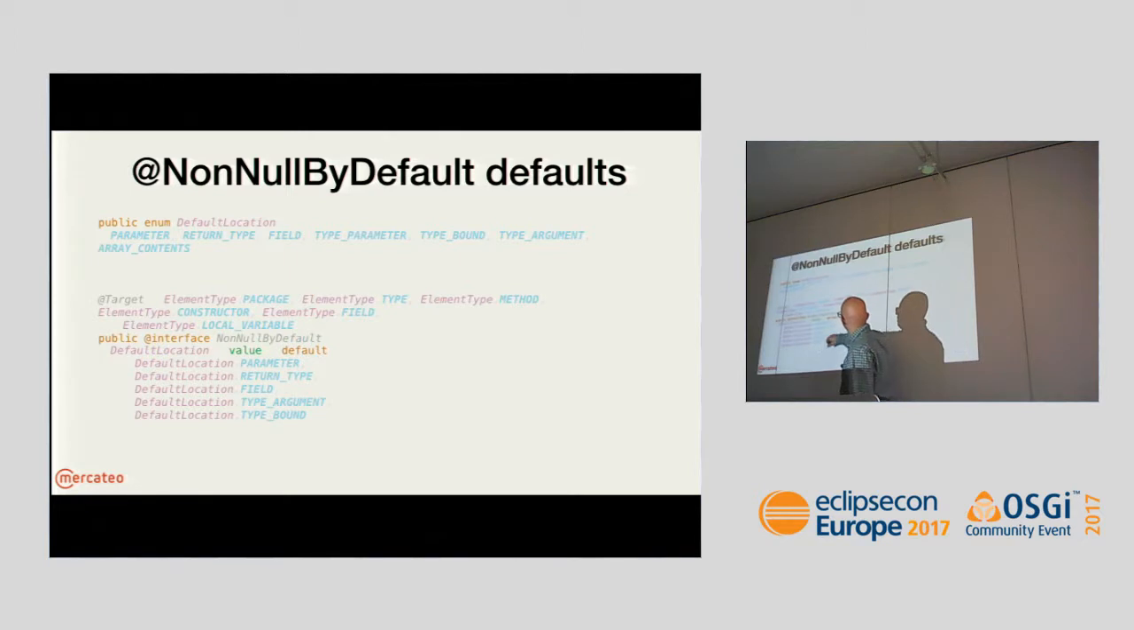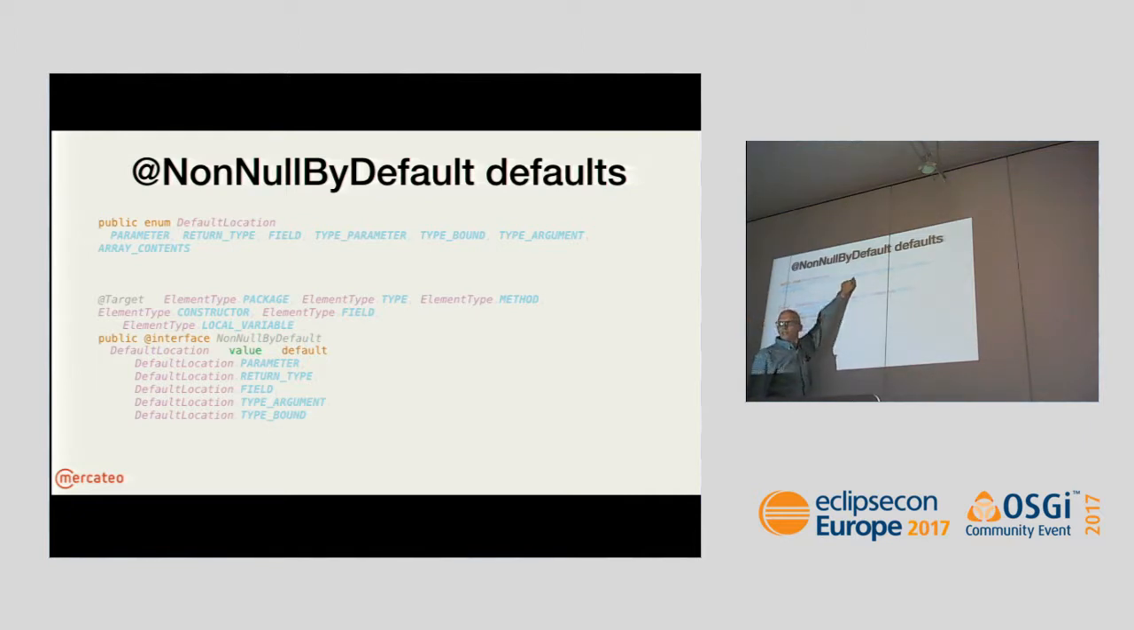The old version only had true and false, on and off. Now you can fine-tune it, which is very helpful. For example, if you find it very hard to annotate the fields, just say, I'll just use it for parameters and return types, which is a big gain already. Yeah? But if you look at it, you can now put it at parameters, return types, fields as previously.